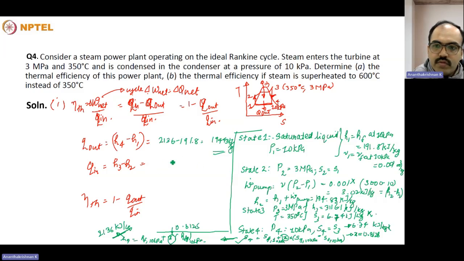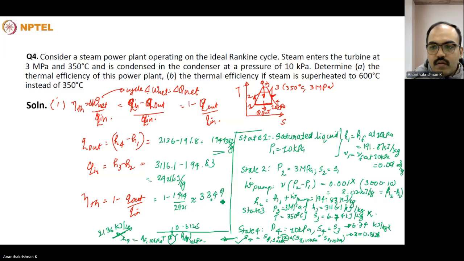Straight away we can substitute the value. H3 will be 3116.1 minus 194.83. So the value will be 2921 kilojoule per kilogram. So efficiency will be 1 minus Q out over Q in. That will be equal to 33.4%. That will be the efficiency of the Rankine cycle operating between these two state points.